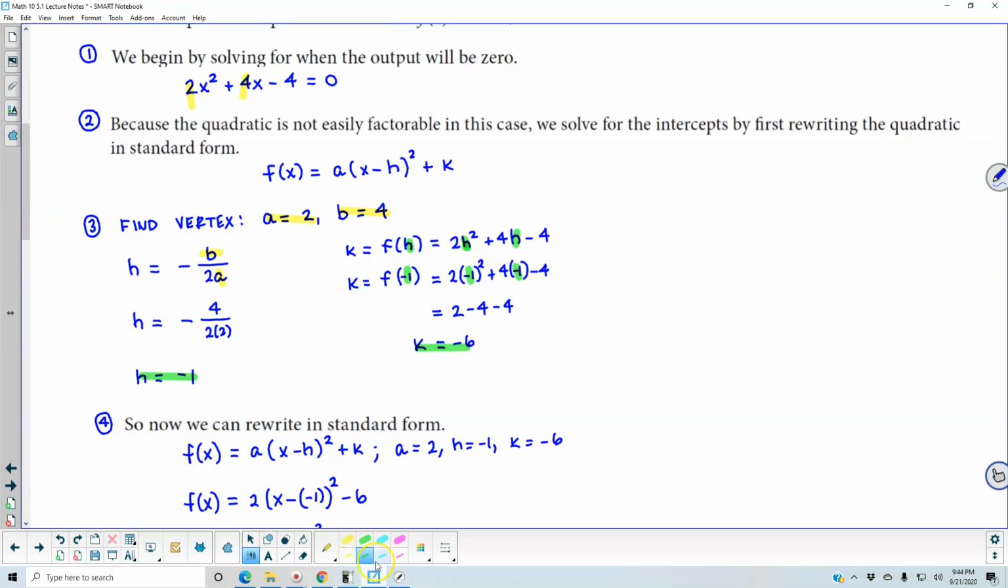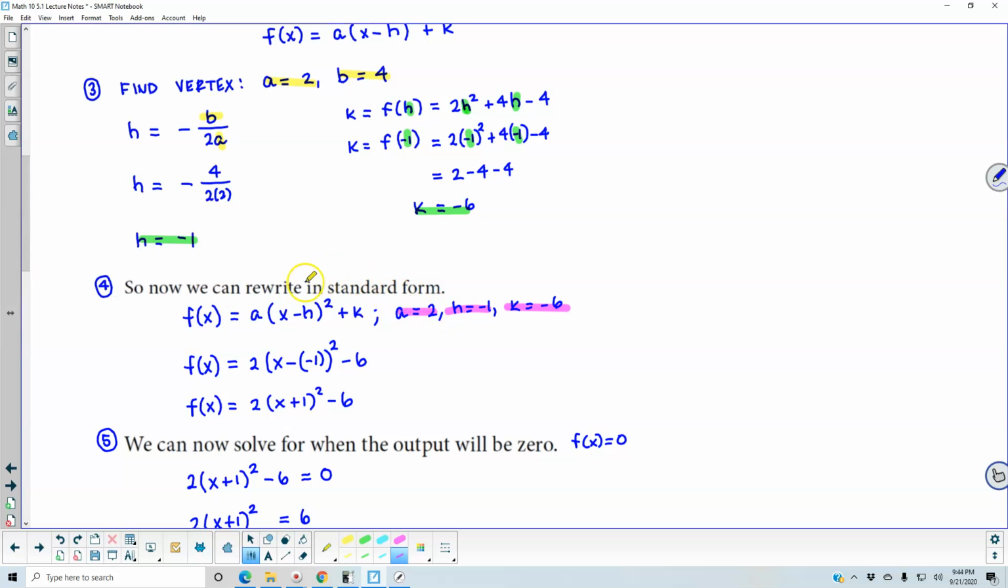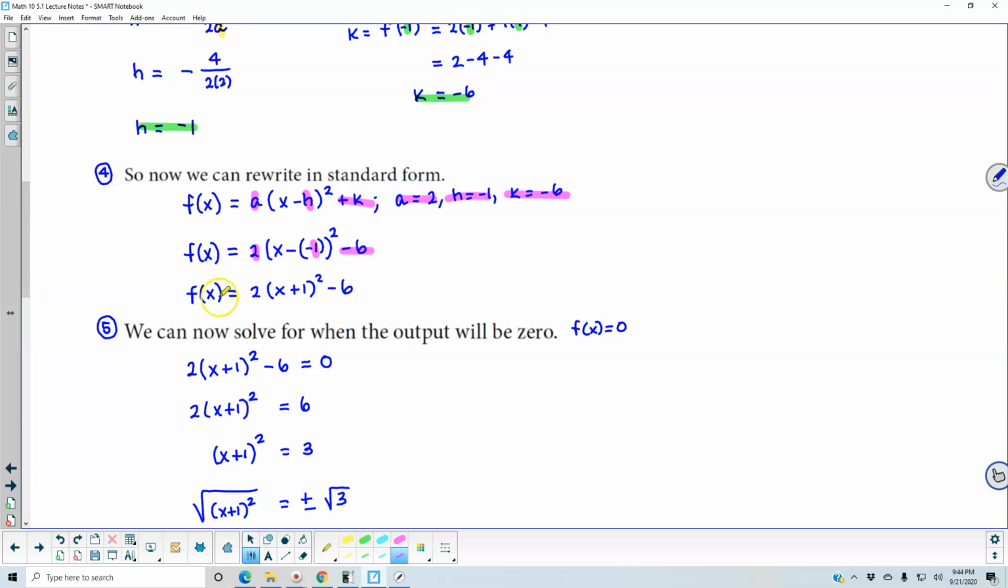So, what do we know from above? We know that a is equal to 2, we know that h is negative 1, and we know that k is negative 6. And now what we're going to do is plug it into the standard form. So we know a is positive 2. We know that h is negative 1, so it's minus negative 1. And we know that k is negative 6. So we get the standard form f of x, which is equal to 2 times x plus 1 squared minus 6.